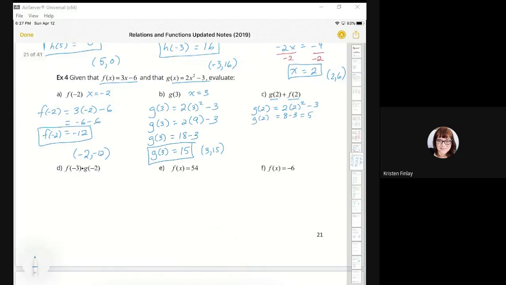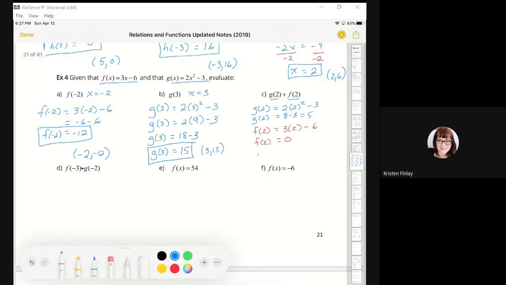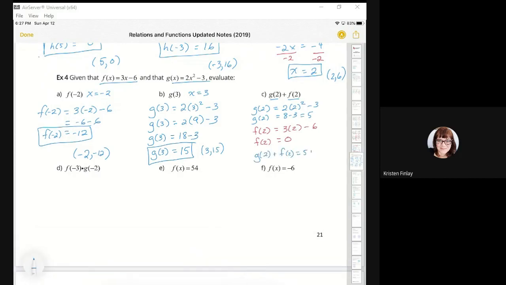I'll do the f of 2 in a different color so it's easier to see. f of 2, I go back to my f of x expression, is 3 times 2 minus 6, which is 6 minus 6, which is 0. So I have my f of 2 and my g of 2. If I want to add them together, we'll go back to blue. So g of 2 plus f of 2 is equal to 5 plus 0, which is equal to 5. And that would be my solution. It's probably best to figure each out separately and then add them together. Okay?